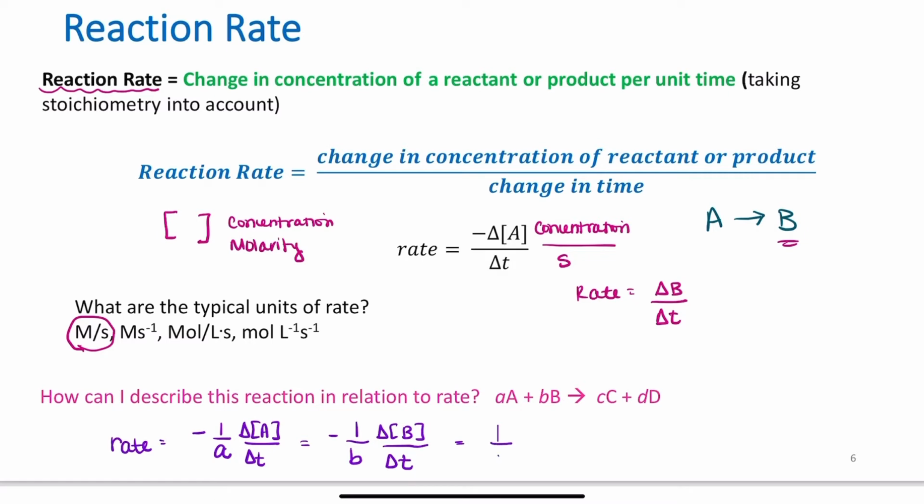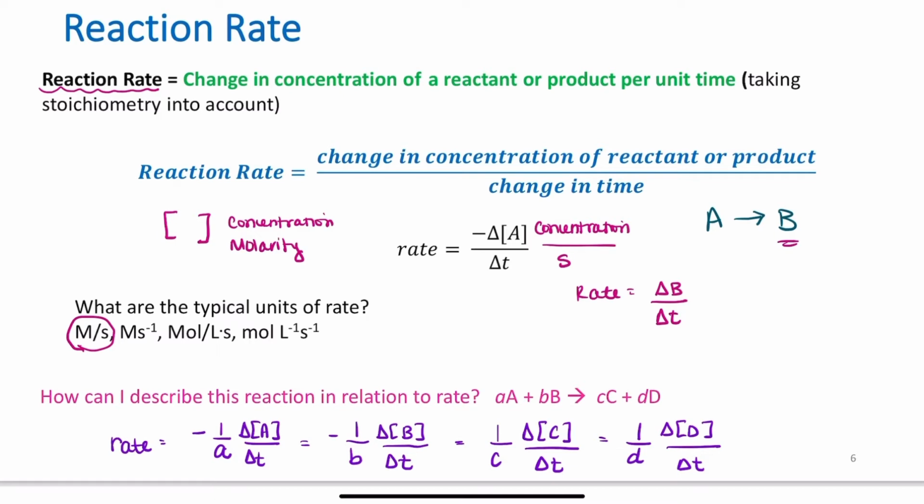You could also say 1 over lowercase c times the change in concentration of C over change in time, but notice now this one is positive because I'm talking about a product. And you could say 1 over lowercase d because it's the mole ratio, times the change in concentration of D over change in time. Again, I'm using the fractions there for the mole ratio to bring this back down to a 1-to-1 level, because it's a moles of A reacting with b moles of B, producing c moles of C and d moles of D.